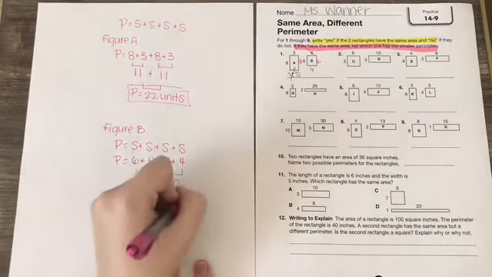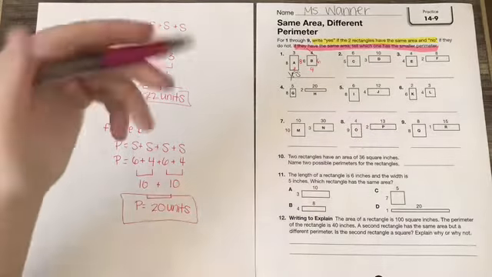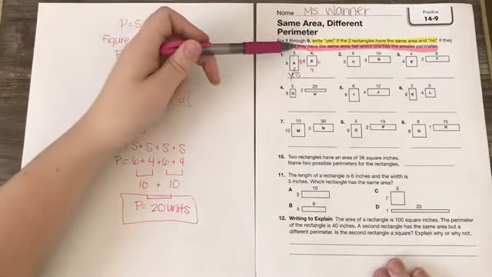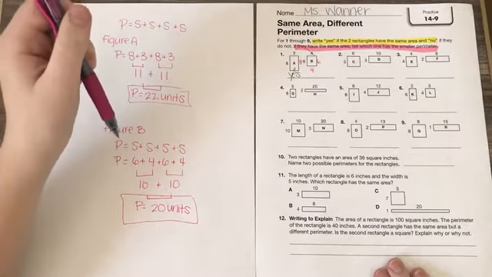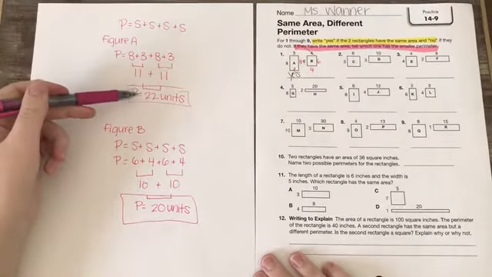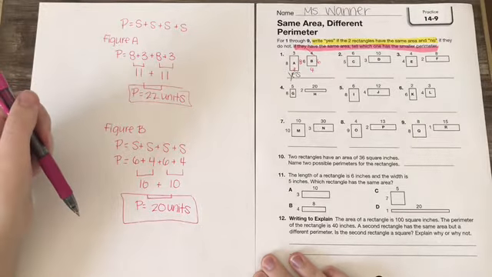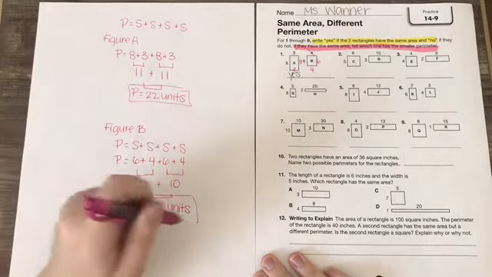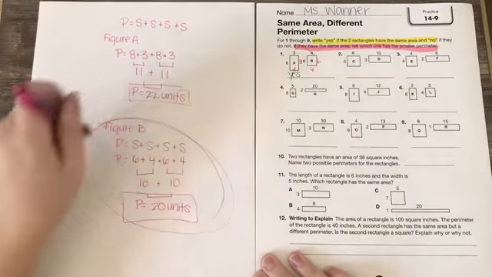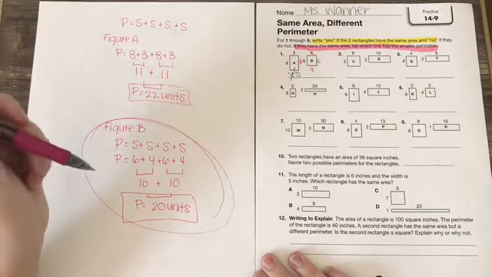Okay, so now let's see. It says, which one has the smaller perimeter? Well, let's see, we have an answer of 22 units and an answer of 20 units. All right, well, I think we know our answer. Figure B is going to have the smaller perimeter.